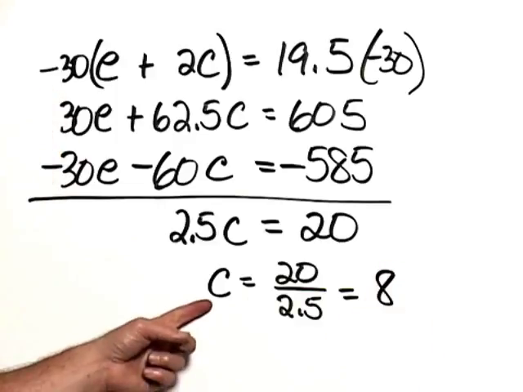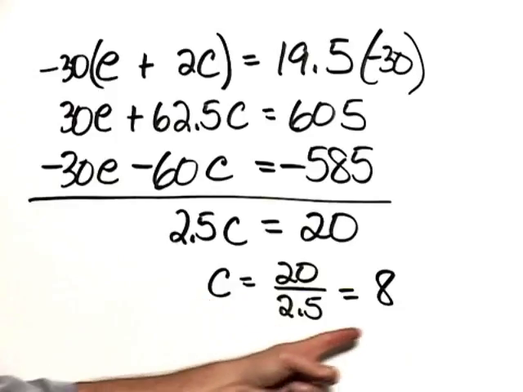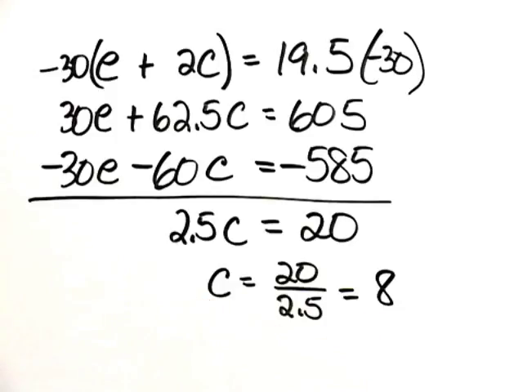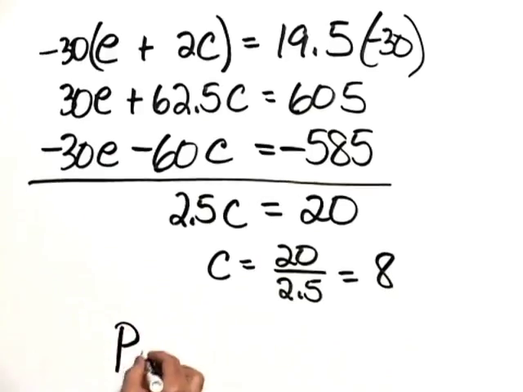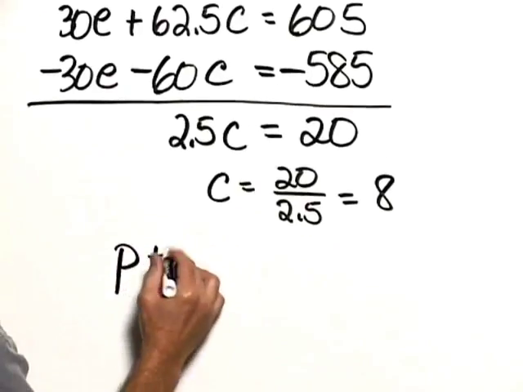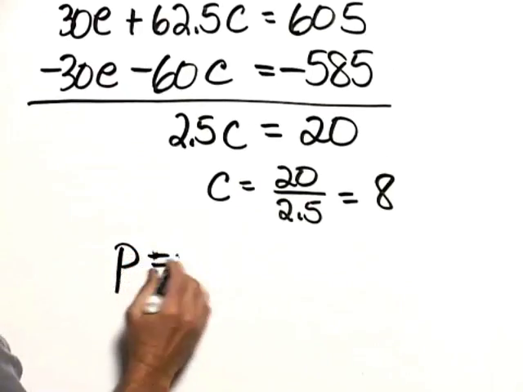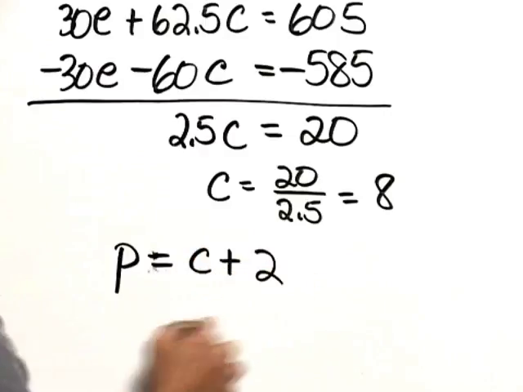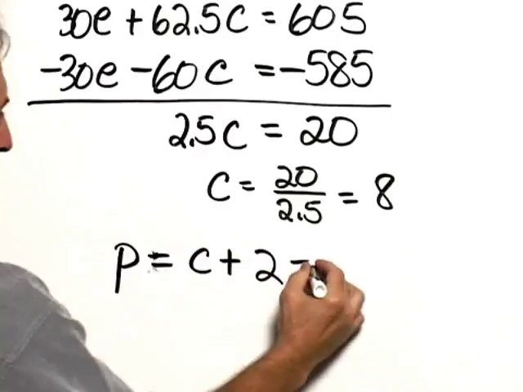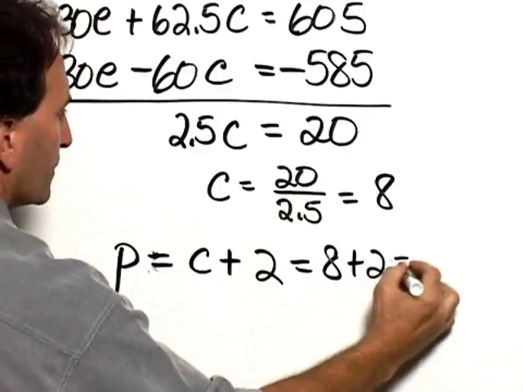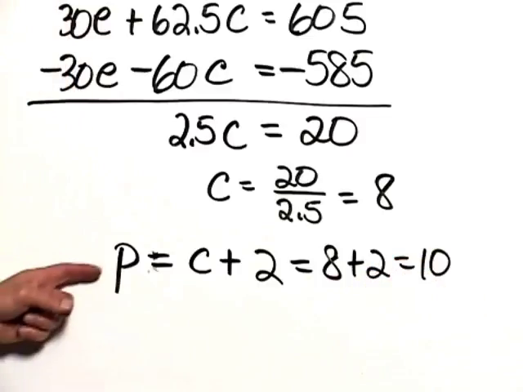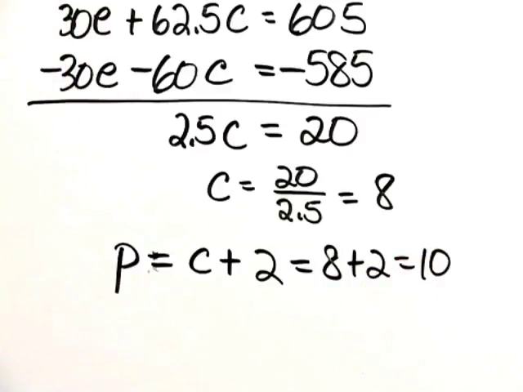Remember, C represents the number of hours that the carpenter worked. Well, remember we have the equation P is equal to C plus 2. The plumber worked 2 more hours than the carpenter. This would be 8 plus 2 for 10. So now we know the plumber worked 10 hours.